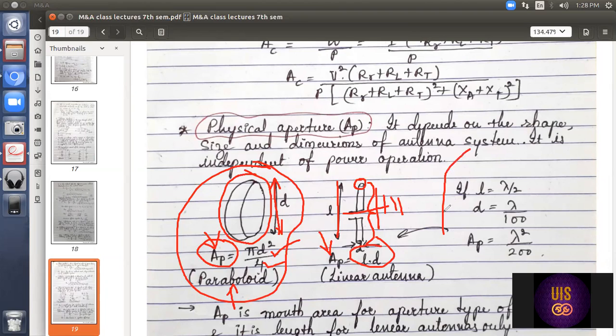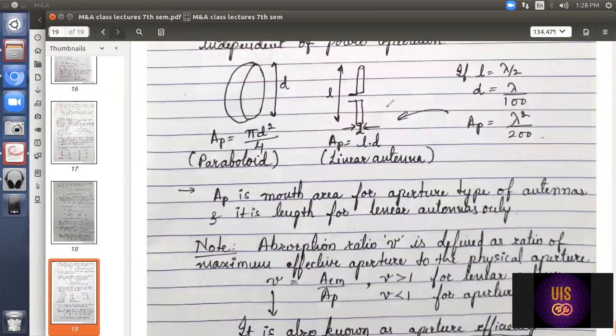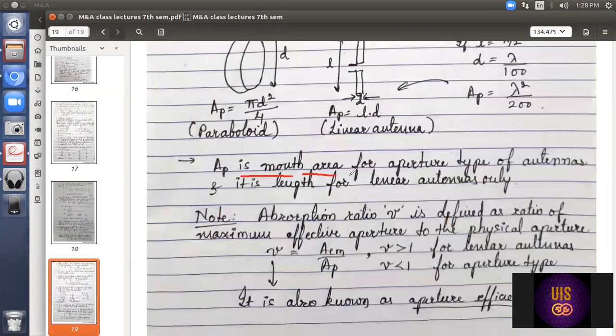One example is taken here. If L is lambda by 2, d is lambda by 100, AP will be L into d, lambda square by 200. AP is the mouth area for aperture type of antennas. Like for horn, I have shown you this wider mouth, it's an aperture type of antenna, where this mouth area is the physical aperture. And even this paraboloid, you can see that is the aperture, physical aperture for this antenna.